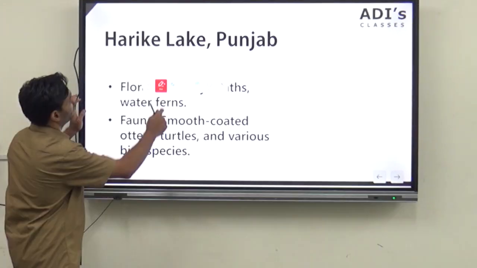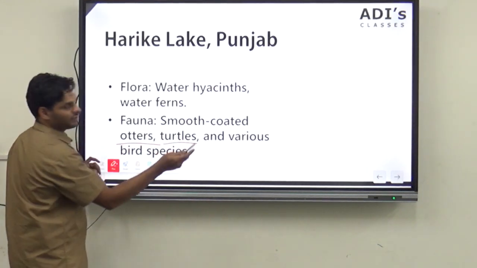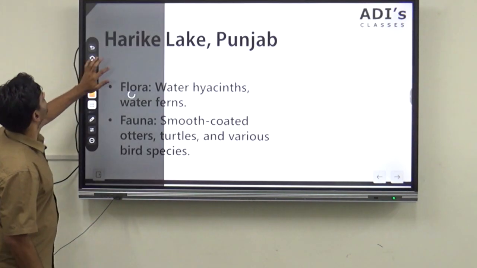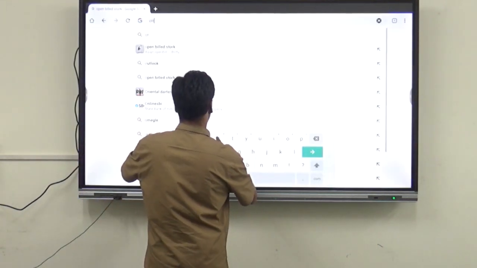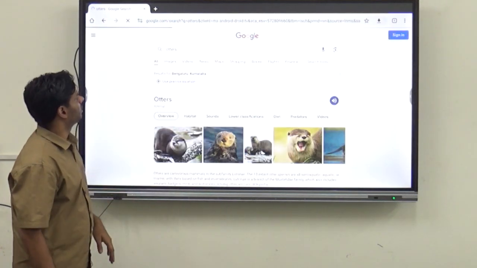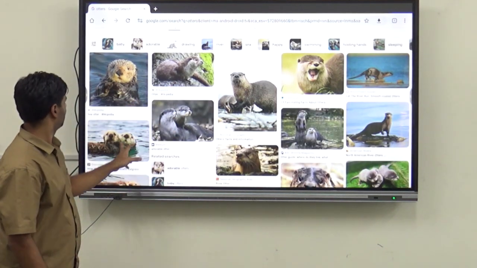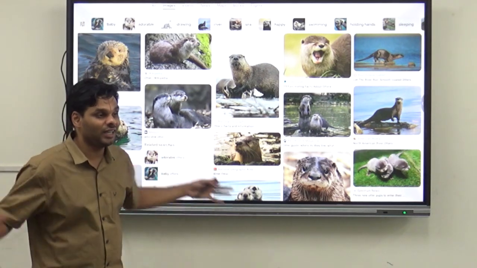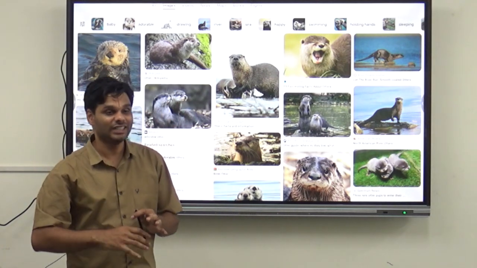I don't know if you've seen an otter. Otters are not that big. Once again, otters, turtles and various other species. Otters are not very big. It's like a dog, that's all. Like a water dog. Right, this is an otter. You have seen otters before? See, this is the size. You may think it's cute and everything, but imagine this hunting in packs and being the top predator in a particular area. Very scary, right?